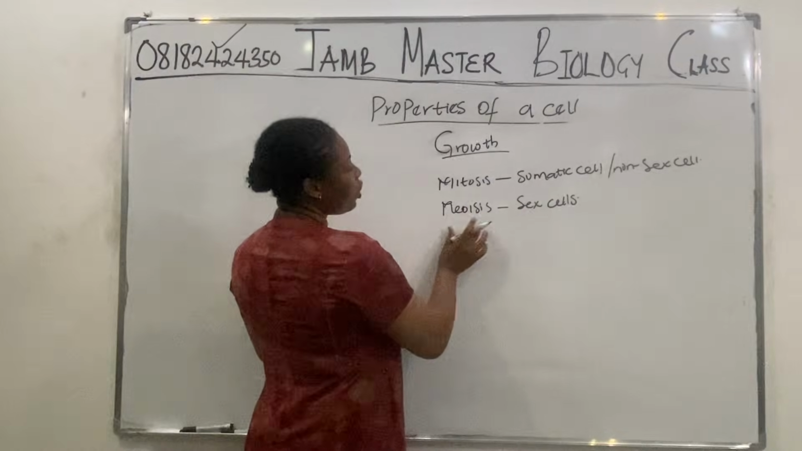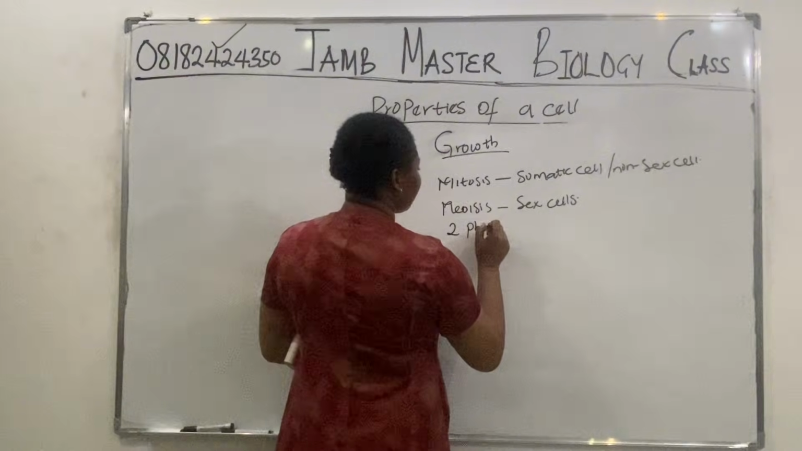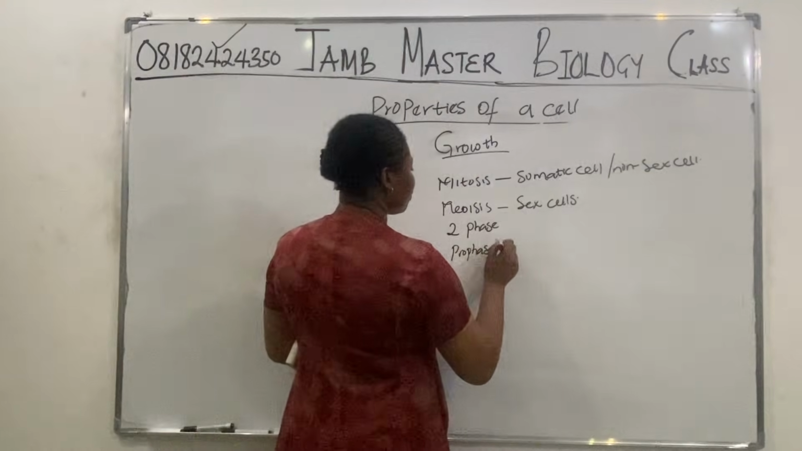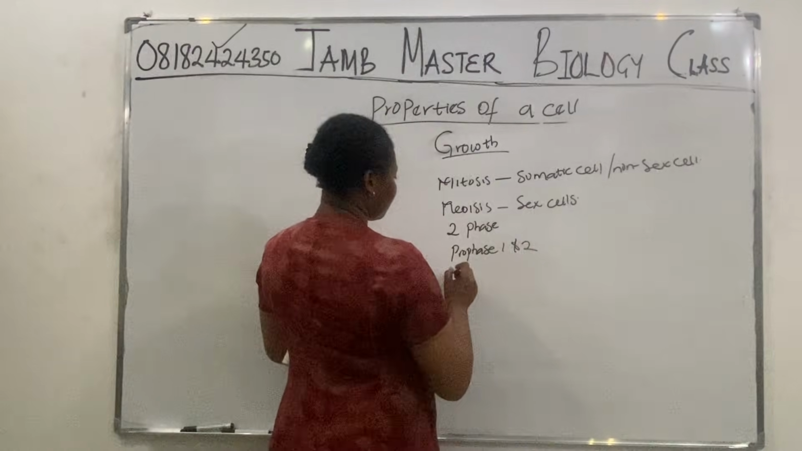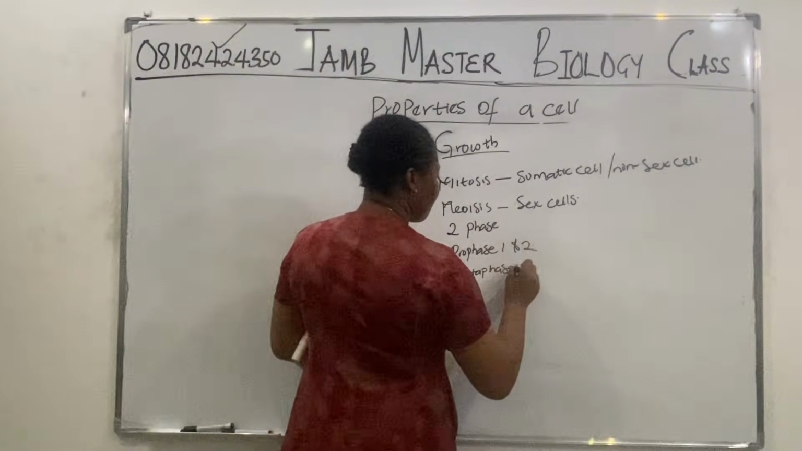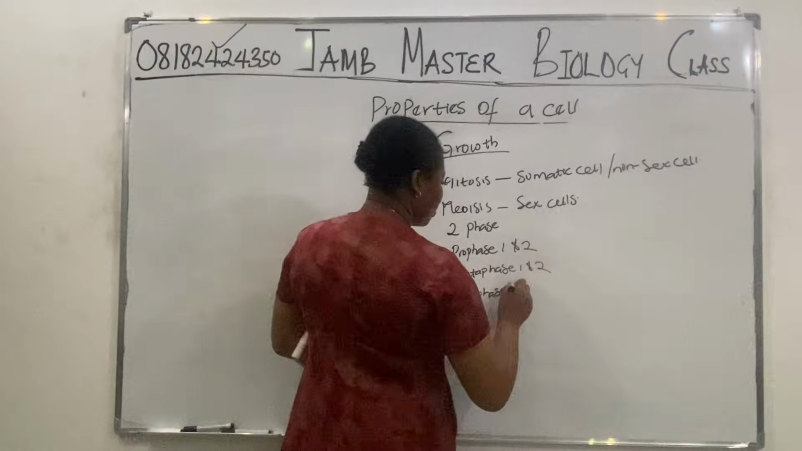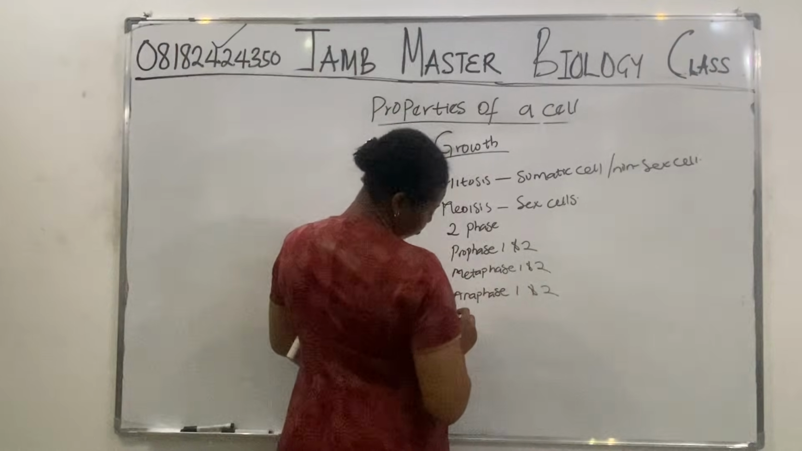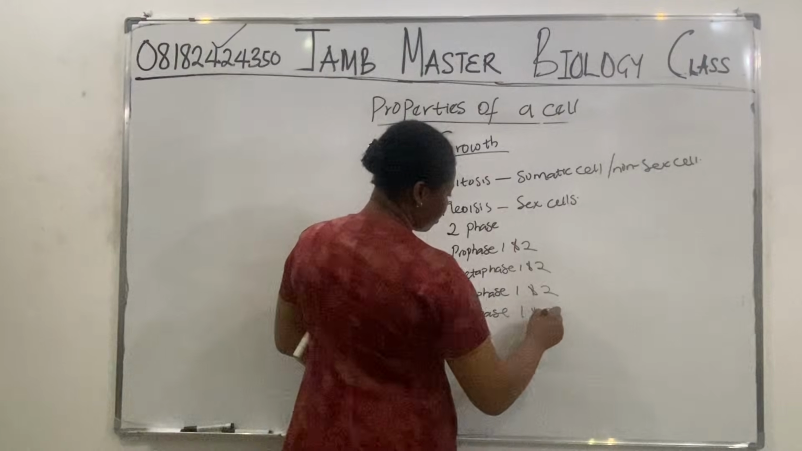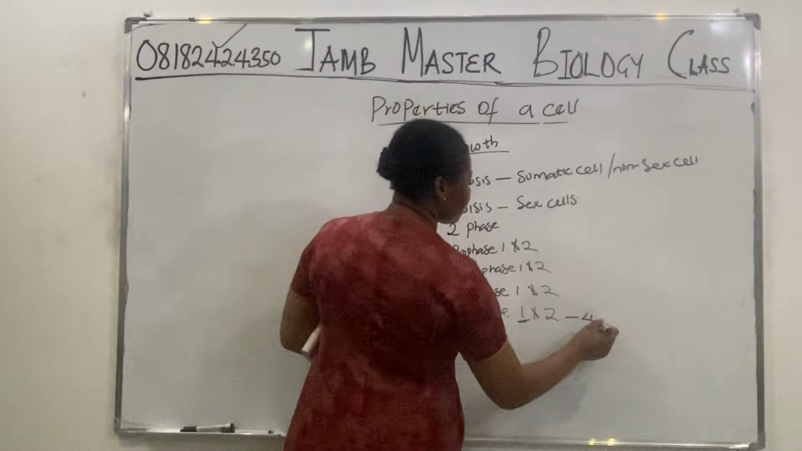Right? Now, note under meiosis that it has 2 phases. So, just like we have prophase, it's going to have prophase 1 and 2, metaphase 1 and 2, anaphase 1 and 2, and telophase. The first telophase, 2 daughter cells are formed. The second telophase, 4 daughter cells.